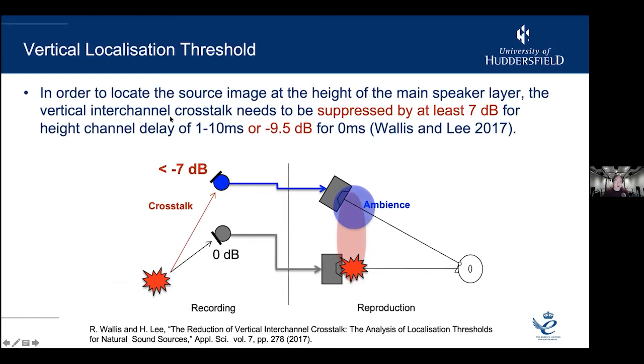So we can simply angle the microphone upwards slightly so that we can achieve the 7 dB reduction of the crosstalk compared to the main signal. Then we can ensure that the source image will be localized at the ear height. And we can also reduce the coloration effect as well.